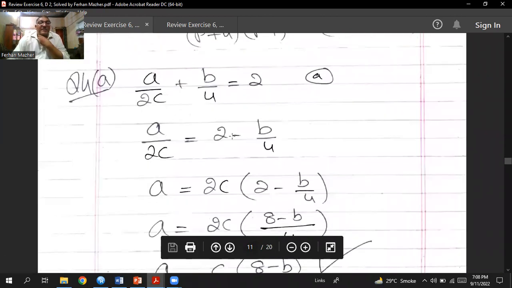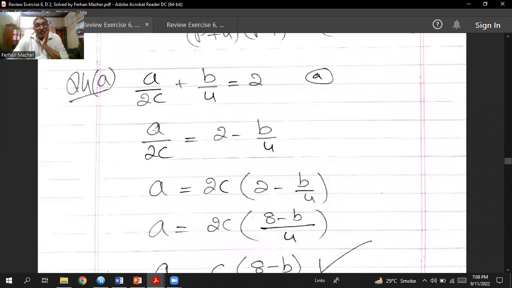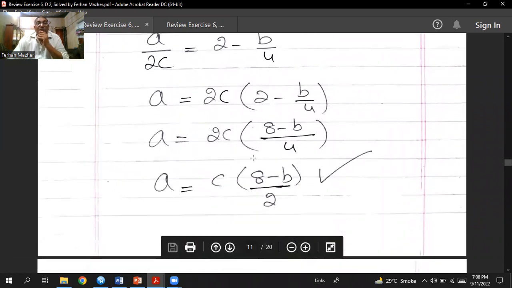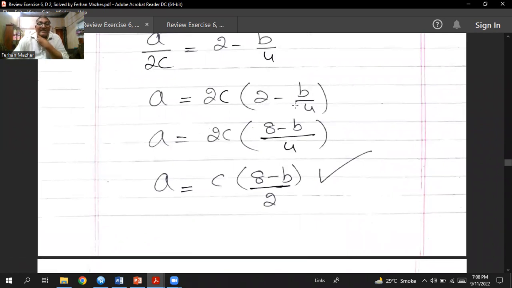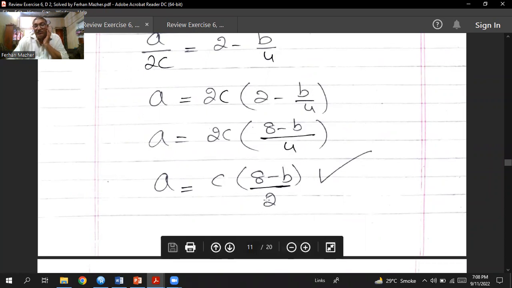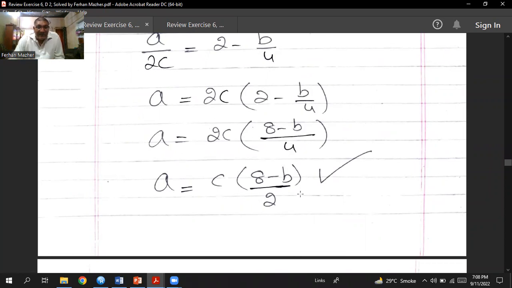So I will take this b by 4 to the other side. It's addition here, so on the other side, we'll subtract. So you will have a by 2c equals 2 minus b by 4. So this 2c will multiply with this whole thing, 2c bracket 2 minus b by 4. So when you multiply this 2c with the 2, you get, no, we have taken the LCM inside this bracket, that is 4. So it will become 8 minus b divided by 4. So now this 2 and this 4 will be cancelled. So you are left with the 2 downstairs. So c bracket 8 minus b divided by 2. That's the answer.